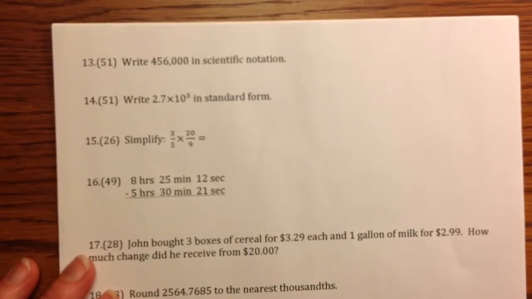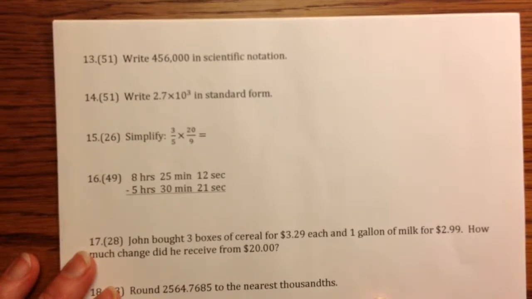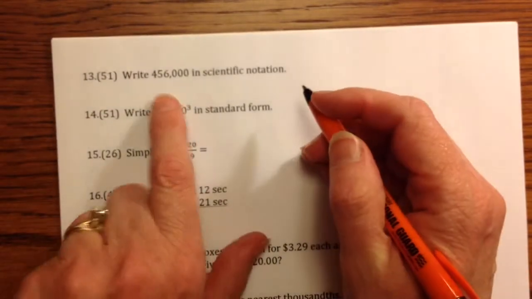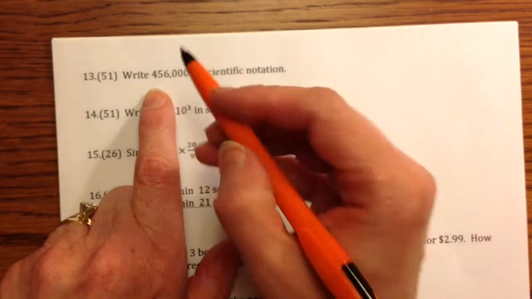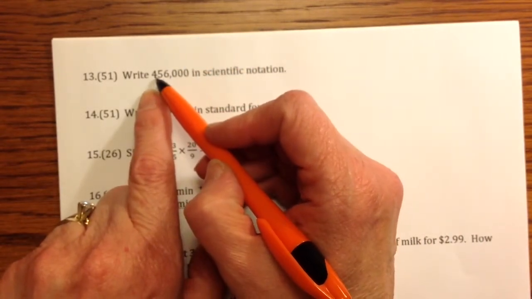Study Guide 8, page 2, number 13. Write 456,000 in scientific notation. Well, to be in scientific notation, you have to have one digit in front of the decimal place, and that digit has to be 1 to 9.